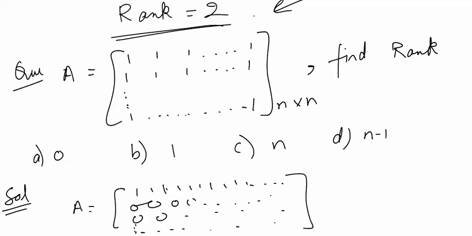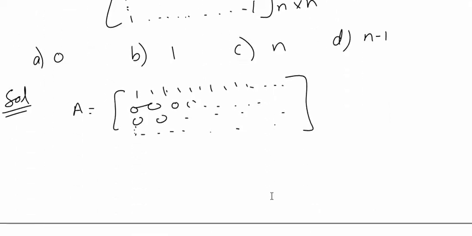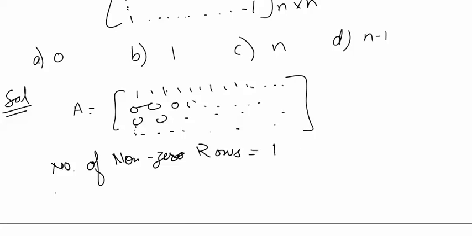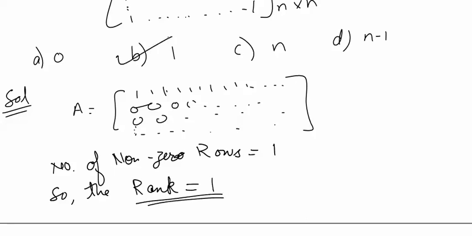Right? So ultimately, how many non-zero rows are we getting? I said the rank is nothing but the number of non-zero rows. So the number of non-zero rows is equal to 1. So the rank is also equal to 1. That's your answer. Clear? So this is how you can easily solve questions based on this particular fundamental, right?